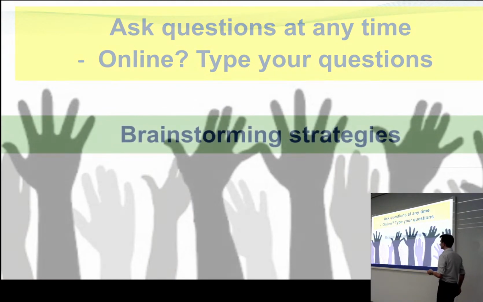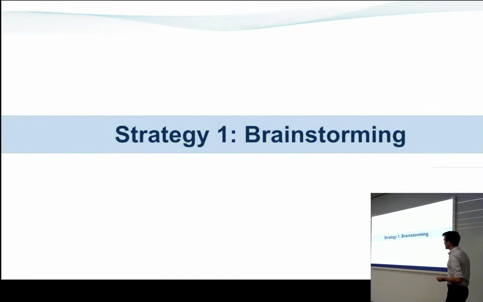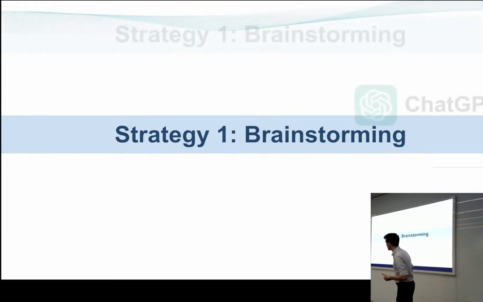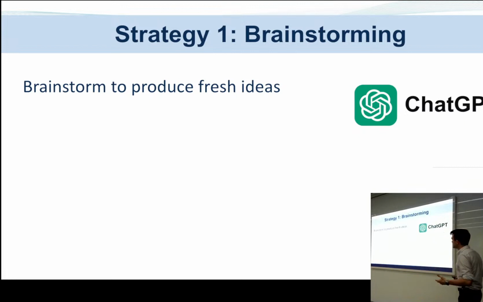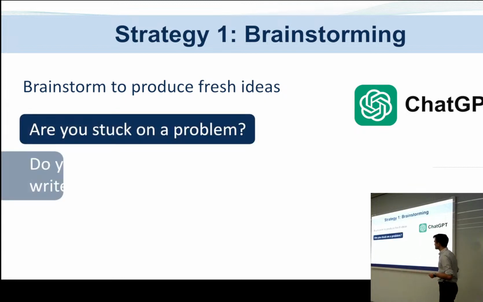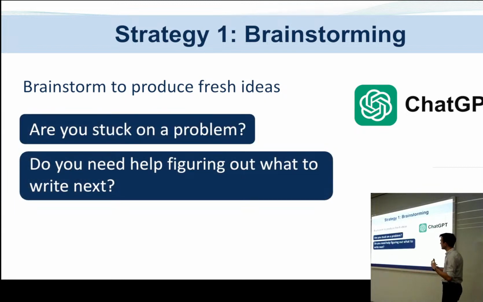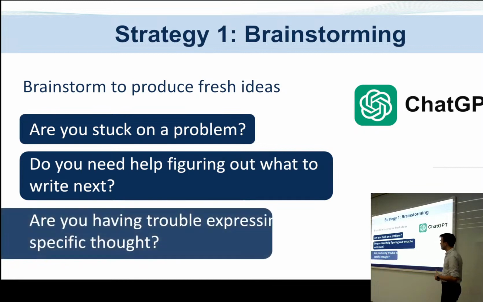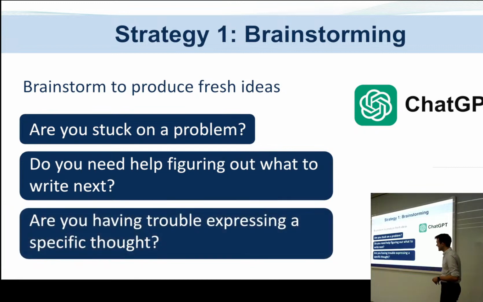Okay? So brainstorming strategies. Before I start, this is how I use AI 80% of the time, is to help me brainstorm and to help me think about my own thoughts. With ChatGPT, actually most of them can do this. Brainstorm to produce fresh ideas. Are you stuck on a problem? Do you need help figuring out what to write next? Or are you having trouble expressing a specific thought? For me, it's all of these all of the time.